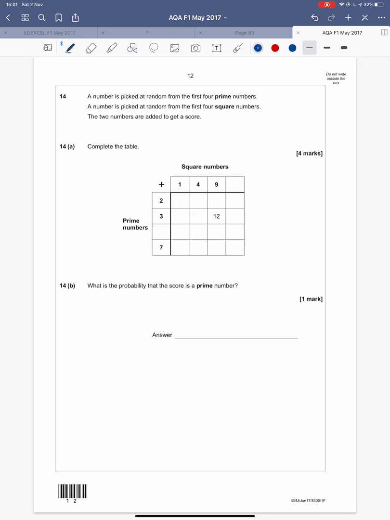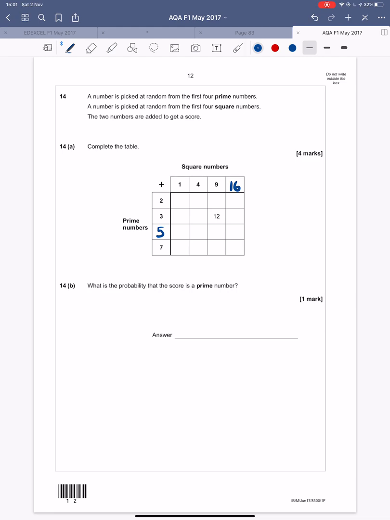Number 14. A number is picked at random from the first 4 prime numbers. Looking down the list, there's one missing, and that is a 5. And then a number is picked at random from the first 4 square numbers, so we've got 1, 4, 9, 16. 2 numbers are added together to get a score, complete the table.